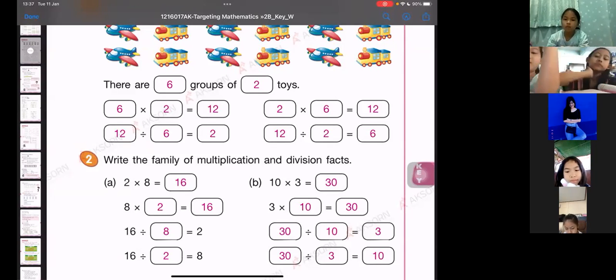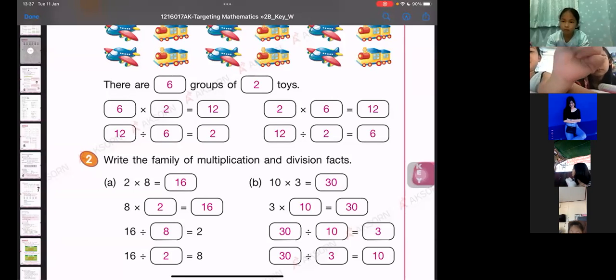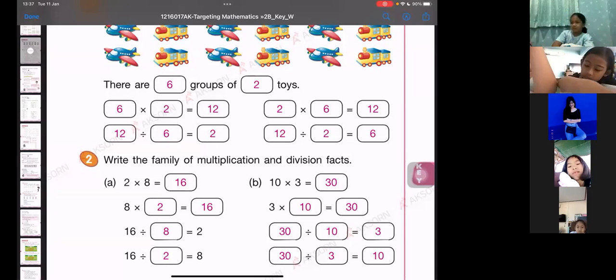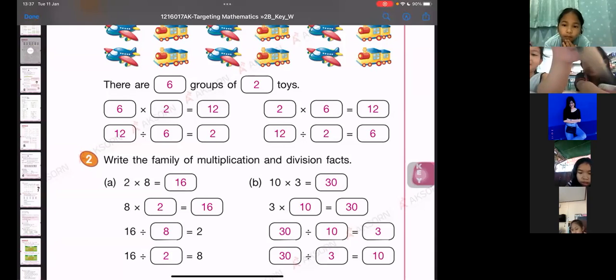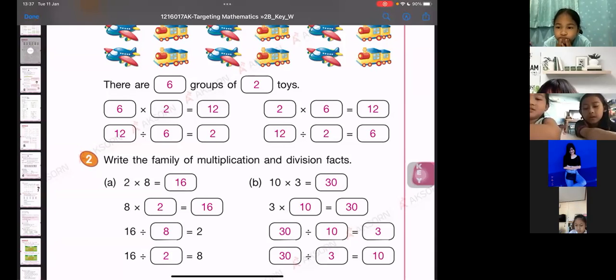Okay, so now 30 is the total of them. So now 30 divided by 10 is how many? Equals 3. Now 30 divided by 3 is how many? 10. Very good. So now can you do letter C and letter D?